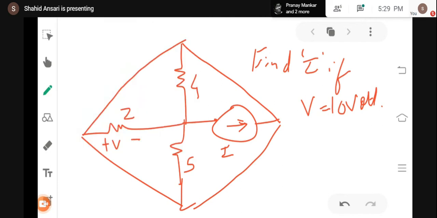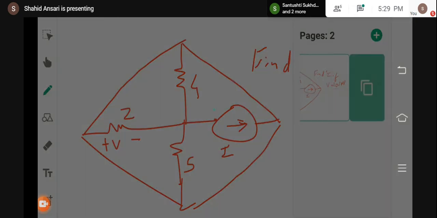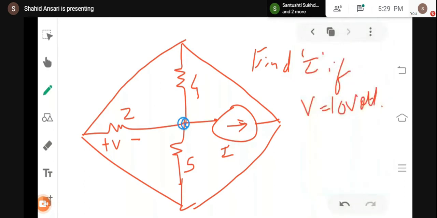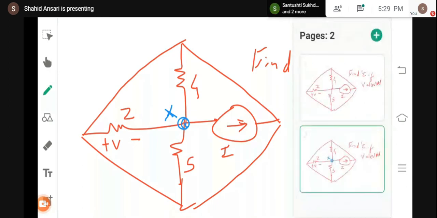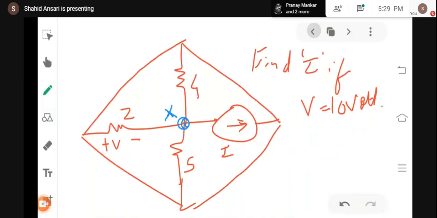Whenever you receive any kind of complex or disturbing circuit, first try to simplify that particular circuit. Can I simplify this circuit in this way? Consider this particular point as X. Give any name. With respect to this X point, can I draw this circuit in a linear way? With this X point, we have the current source, 4 ohm, 2 ohm, 5 ohm. One terminal of all the branches is connected with this X point.